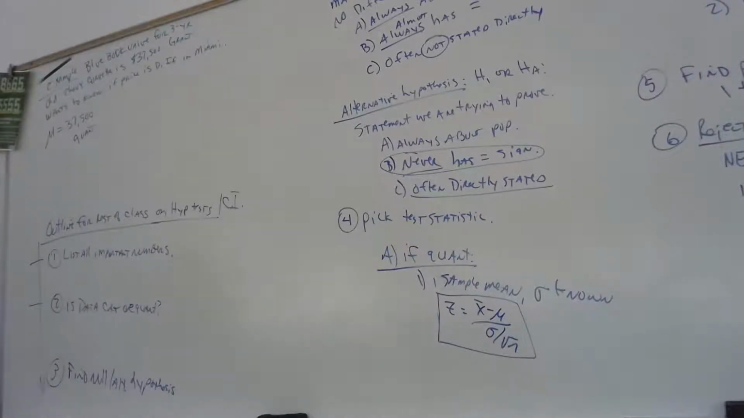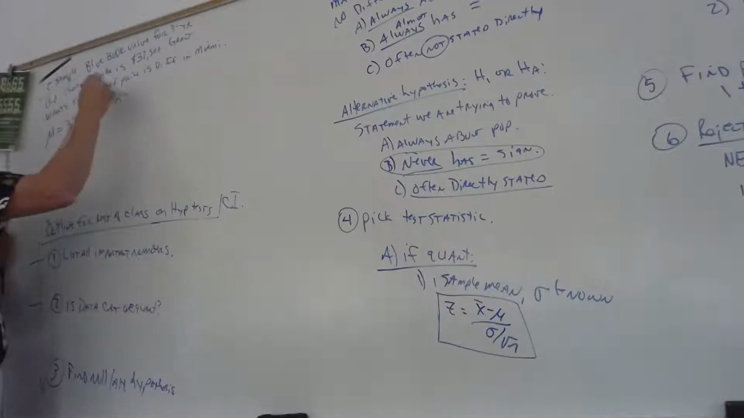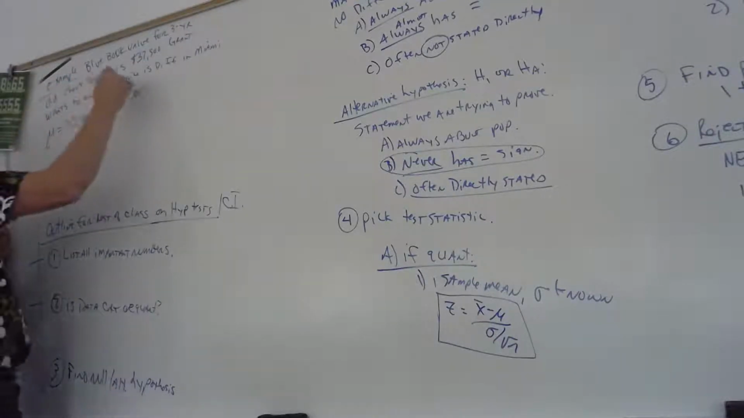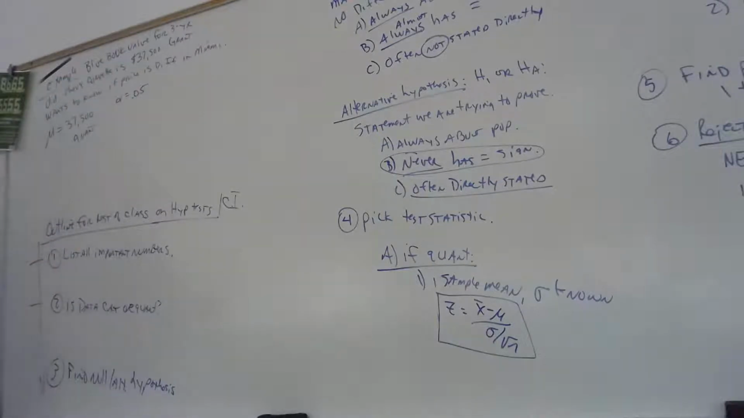Are there any other numbers? 3 years old. Is that helpful to the problem? No, except for the fact that I gotta make sure I'm not doing a 20-year-old Chevy Corvette, right? Any other numbers? The alpha. What's the alpha in this case? 0.05. Why? Doesn't say. Because I didn't tell you.